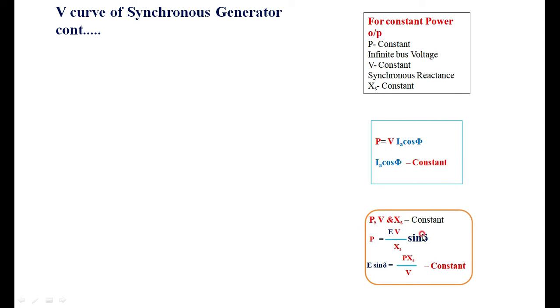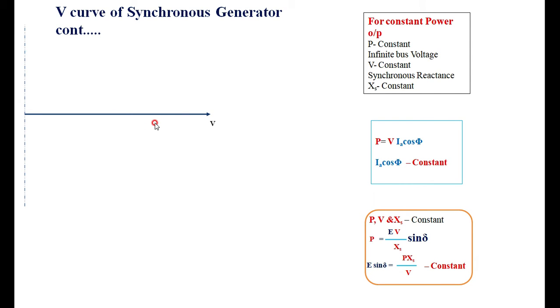Then another condition we derived here using the power angle equation. P is equal to EV by Xs sin delta, in which P, V and Xs are constant. Therefore, E sin delta is a constant, given by P Xs by V. This means the locus of IA is the same because IA cos phi remains the same, and at the same time the locus of E is also a straight line. That we are drawing here.